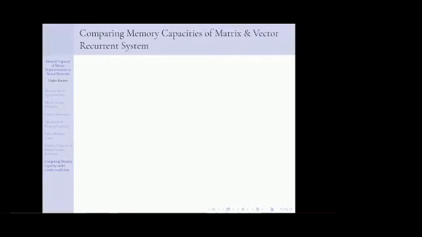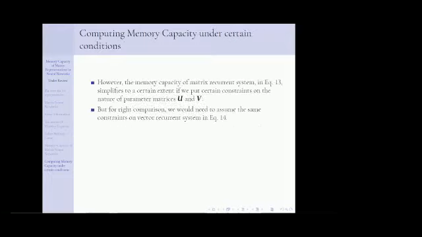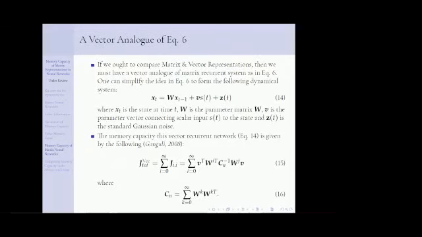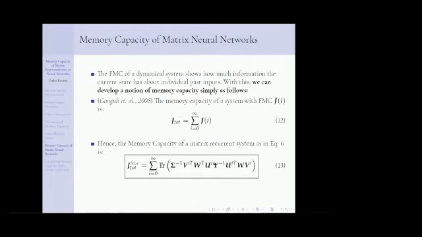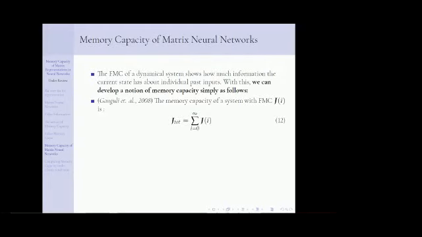So now I'm going to show the graph, which is the Fisher memory curve of both the matrix representation system, as in equation 6, and the vector representation system, as in equation 14. So that would be the Fisher memory curve. And again, one thing, let me just get back to you. This is the final slide, and we will conclude this.